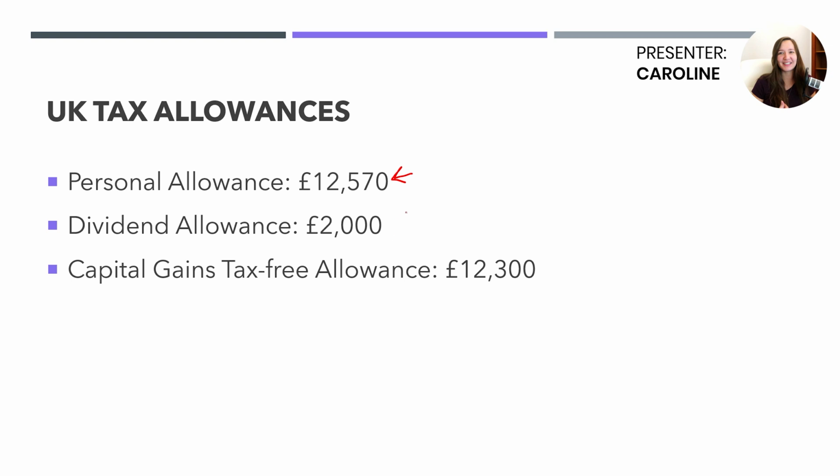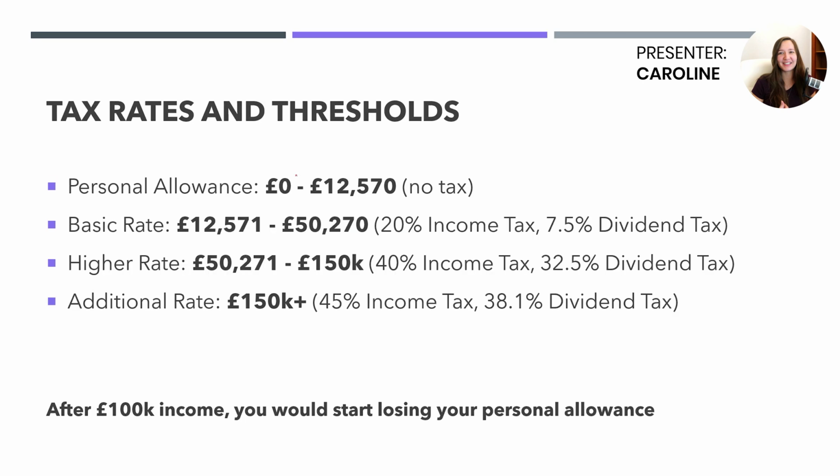The dividend allowance is £2,000. You get this regardless of your other income. The capital gains tax-free allowance is £12,300, so this hasn't changed, and you get this regardless of your other income as well. Okay, let's jump into some of the tax rates and thresholds.